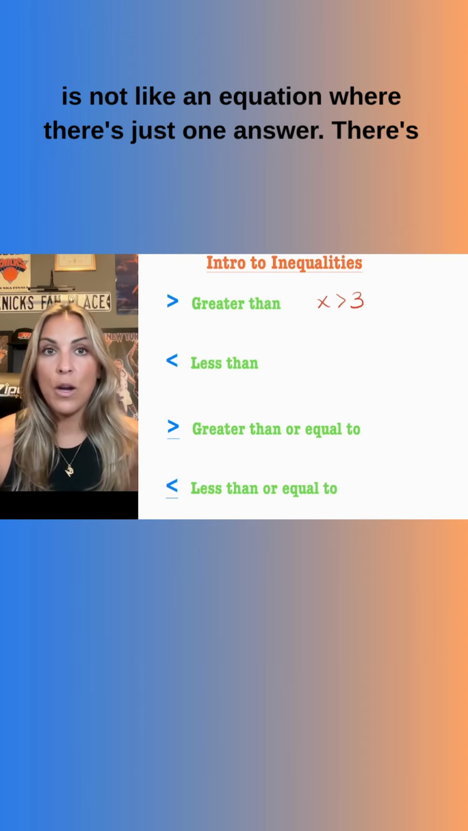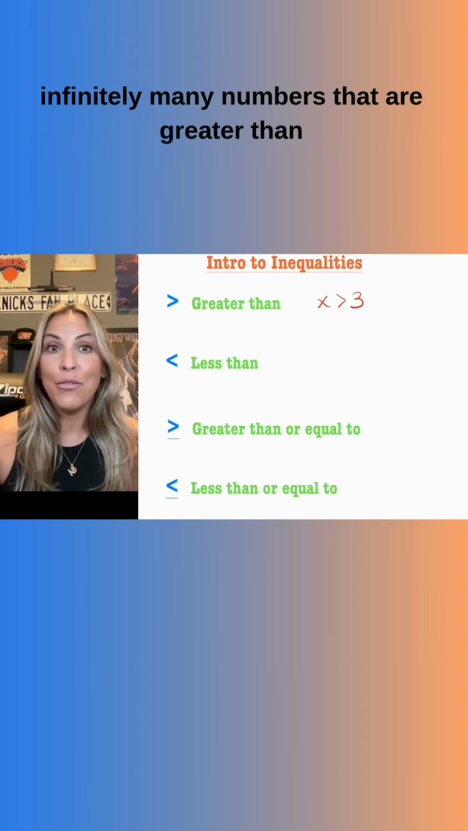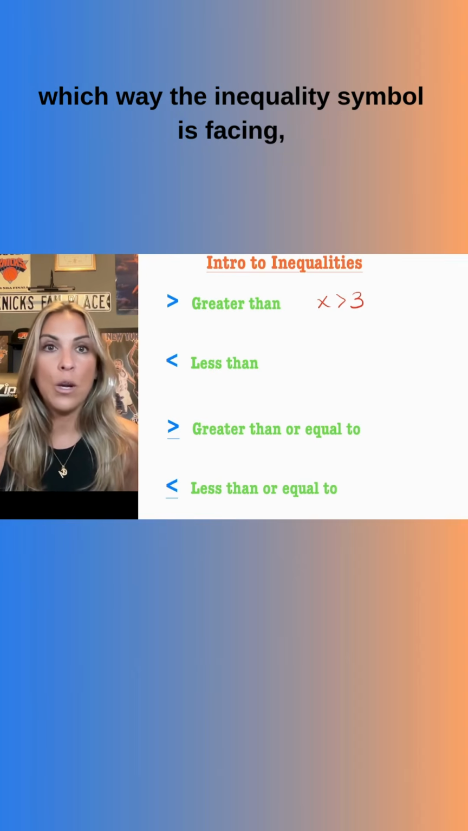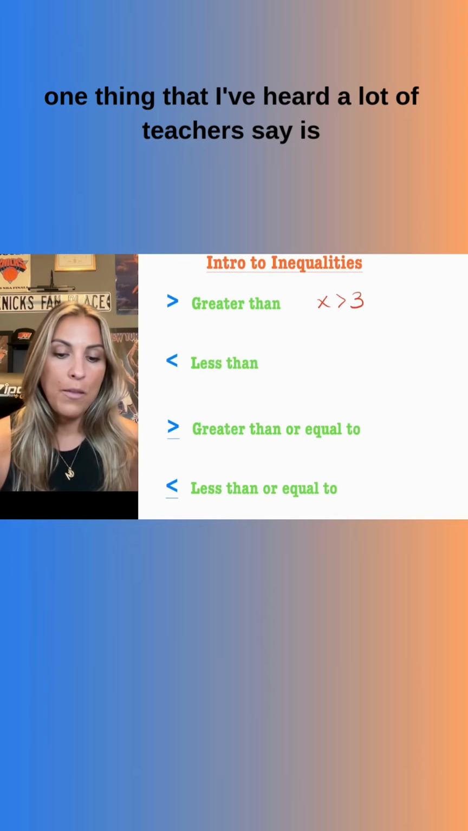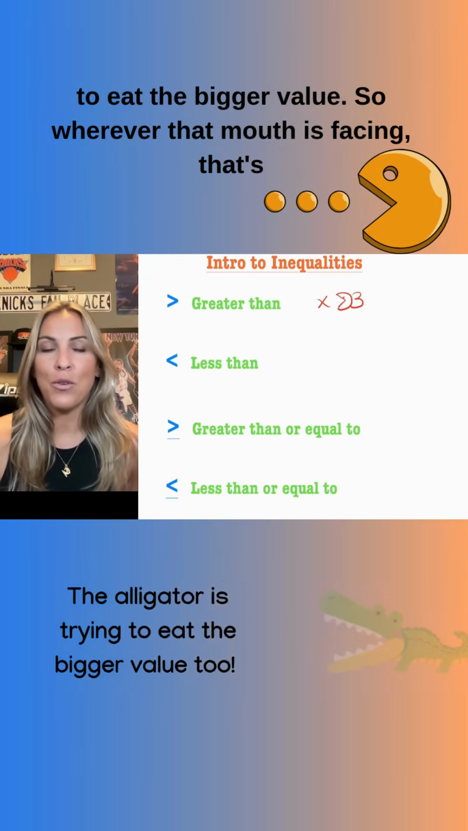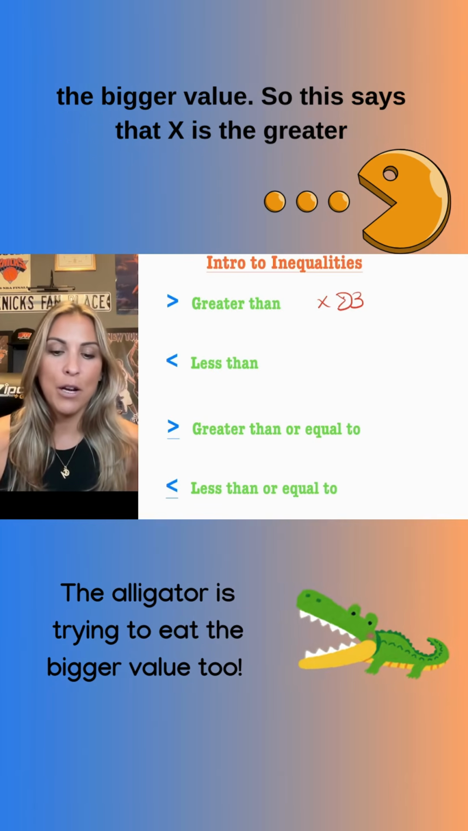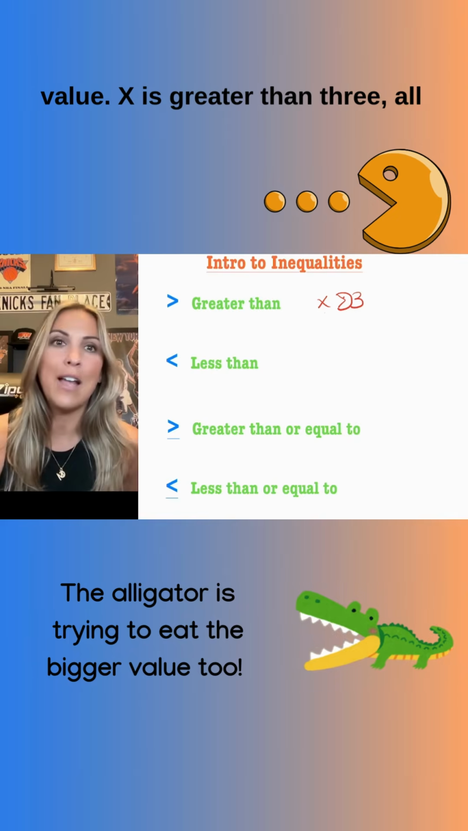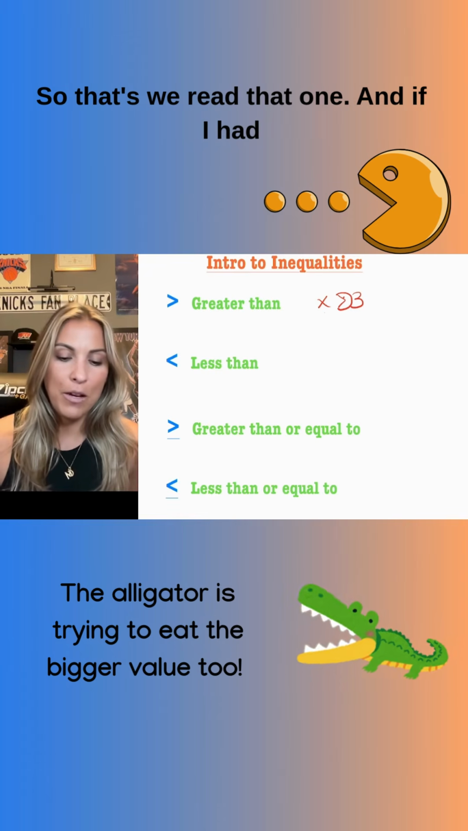This is not like an equation where there's just one answer. There's infinitely many numbers that are greater than 3, all right? Now, if you have trouble remembering which way the inequality symbol is facing, one thing that I've heard a lot of teachers say is to try to draw a Pac-Man and remember that he's always trying to eat the bigger value. So wherever that mouth is facing, that's the bigger value. So this says that x is the greater value. X is greater than 3, all right? So that's how we read that one.